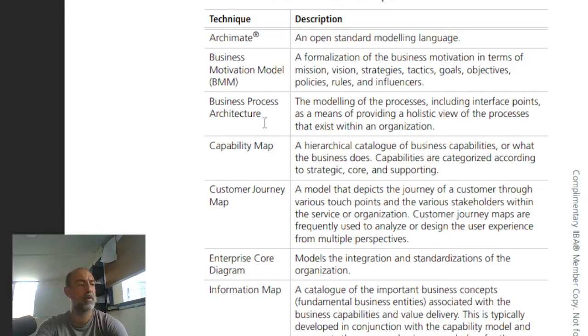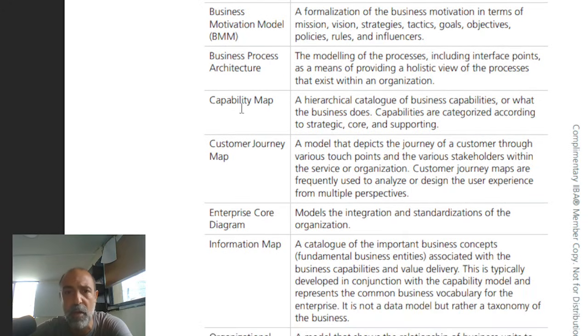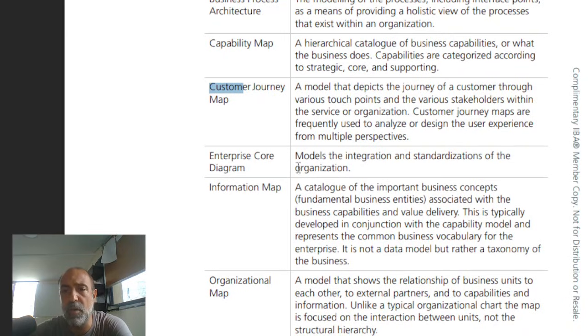Business process architecture, the modeling of the processes including interface points as a means of providing a holistic view of processes that exist within an organization. Capability map, a hierarchical catalog of business capabilities, or what the business does. Customer journey map, a model that depicts the journey of a customer.